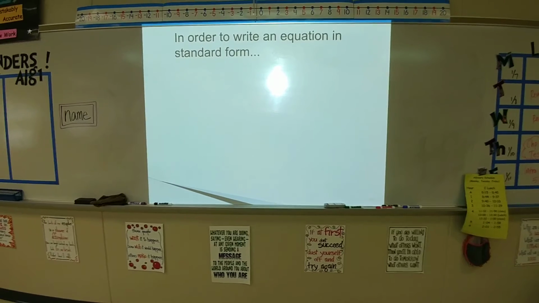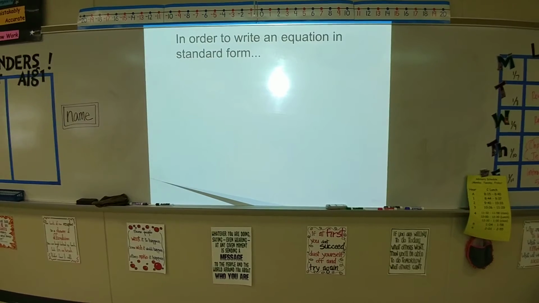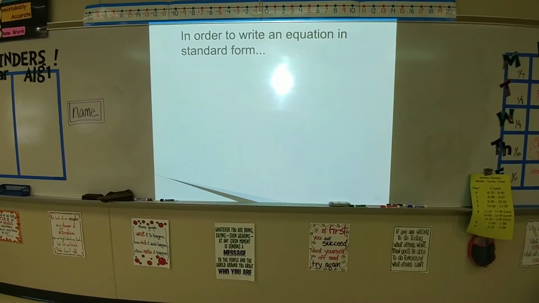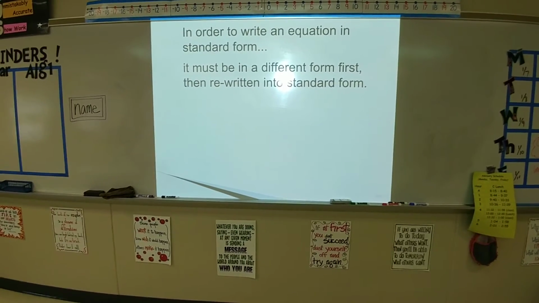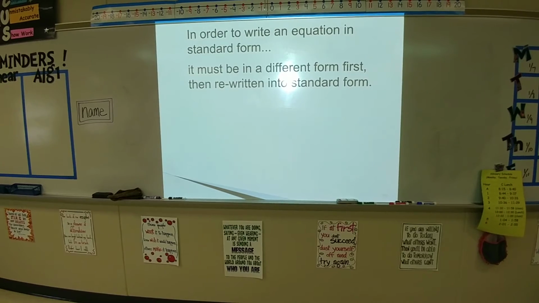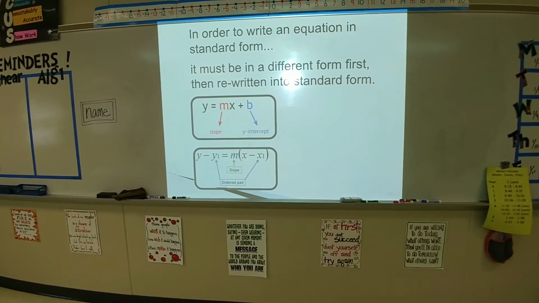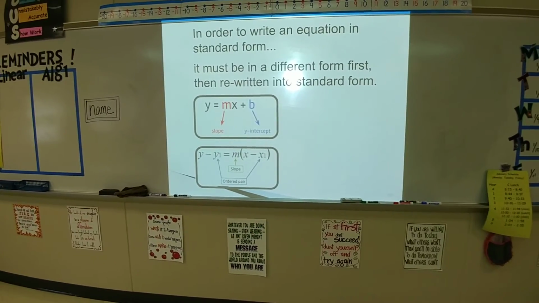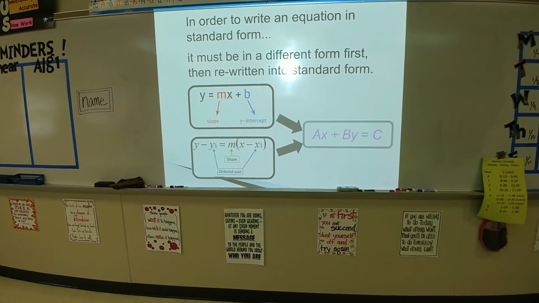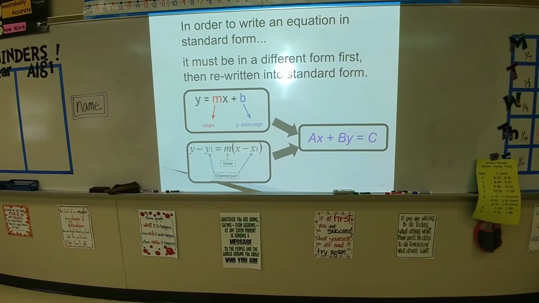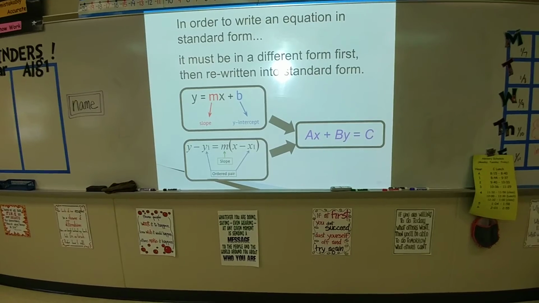Okay, so far, hopefully you're seeing that we can take other forms of equations and change them into standard form. That's always the case. In order to write any equation in standard form, it has to be written in a different form first and then changed into standard form, okay? Because the a, the b, and the c mean absolutely nothing. So I either have to first start with y equals mx plus b or with a point slope form equation. So I have to first start with one of these, and then I can rewrite it into standard form. That's the only way to get an equation into standard form. It's not like the other two forms where you can just plug numbers in. It has to be rewritten, okay?